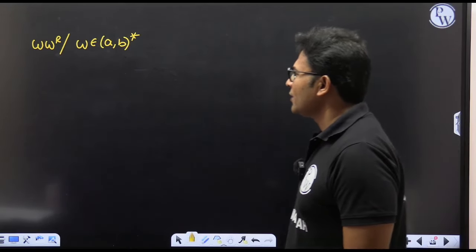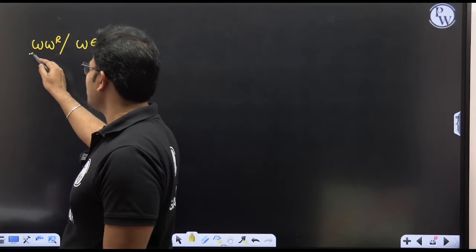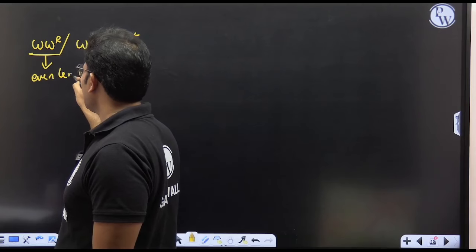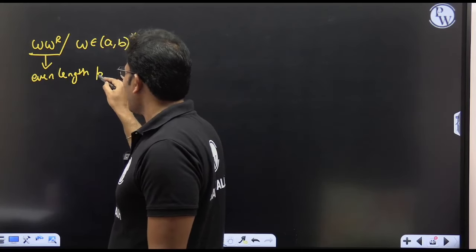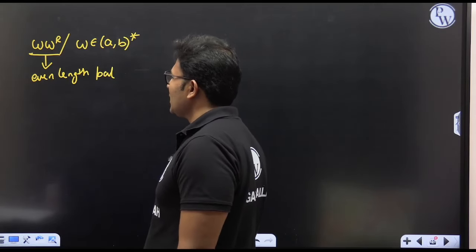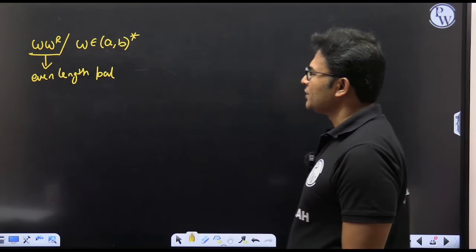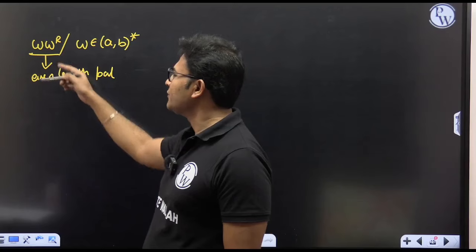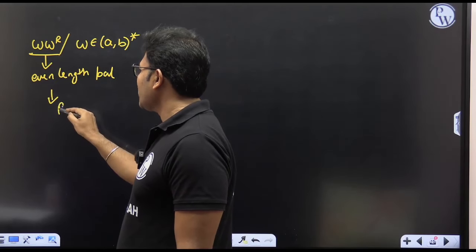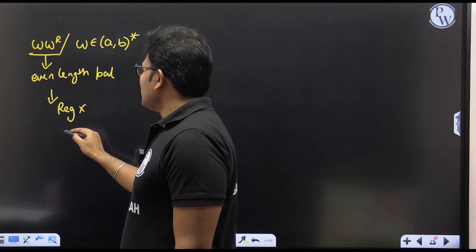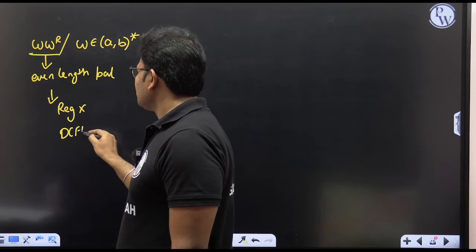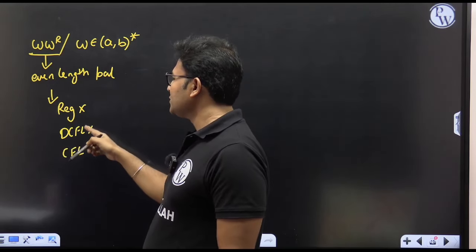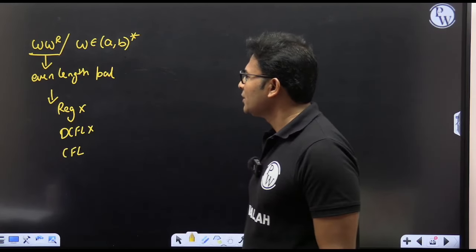So what is this language, guys? We have already seen it. This is even length palindrome. And we cannot find out the center in this. The problem with even length palindrome is that we cannot find out what is the center. Therefore, this is definitely not regular. This is definitely not DCFL, but this is CFL.